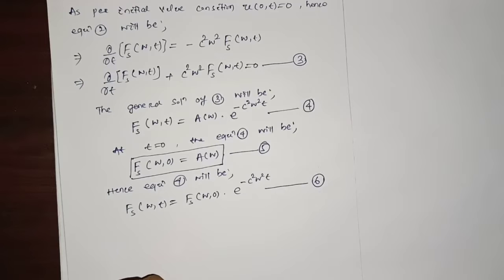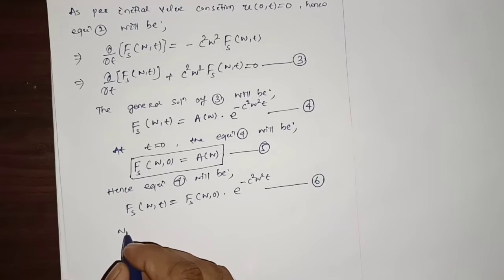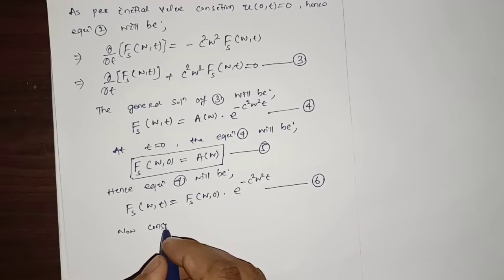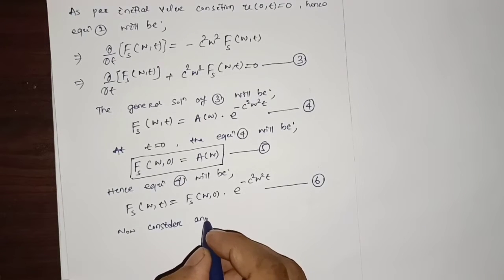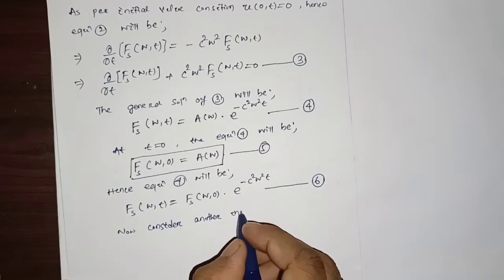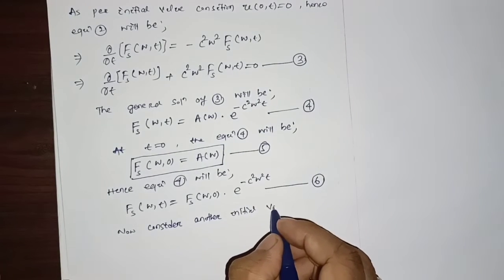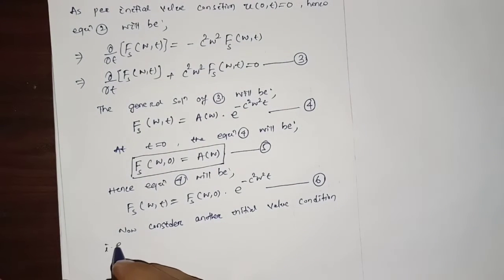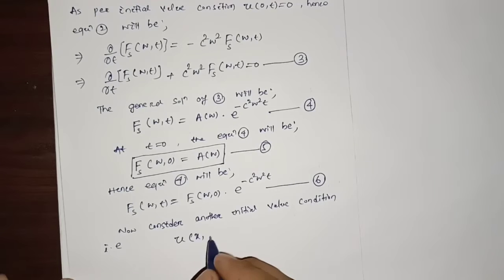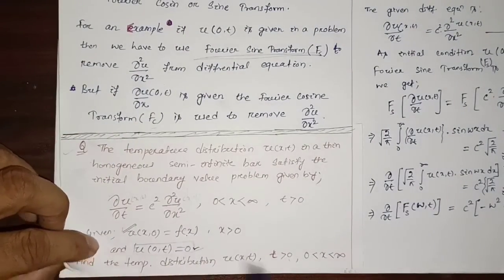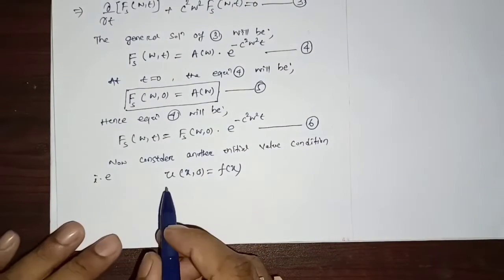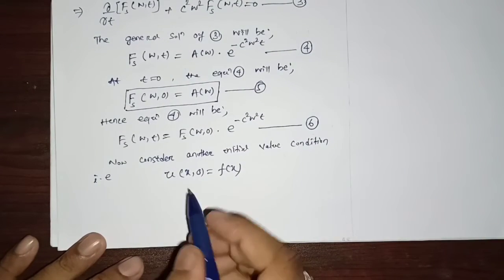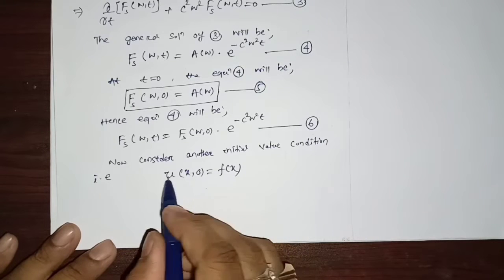Now we are going to consider another initial value condition, that is u(x, 0) equal to f(x). It is given in the question itself, right? Here it is given u(x, 0) equal to f(x), it is given in the question, so we considered it here. Now we are going to apply the Fourier sine transform on this equation.